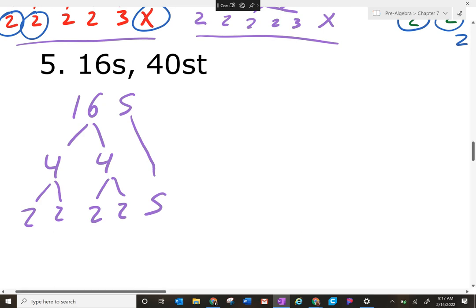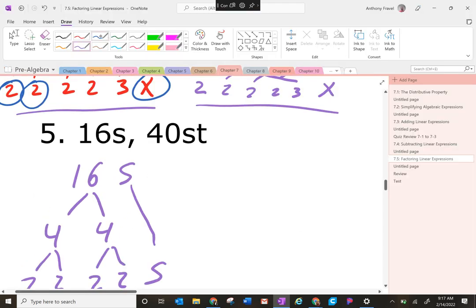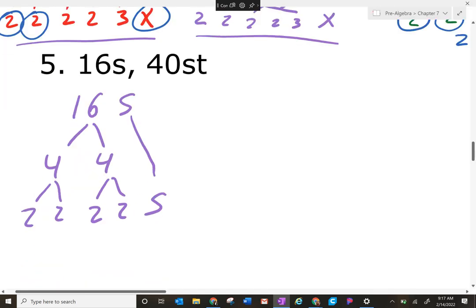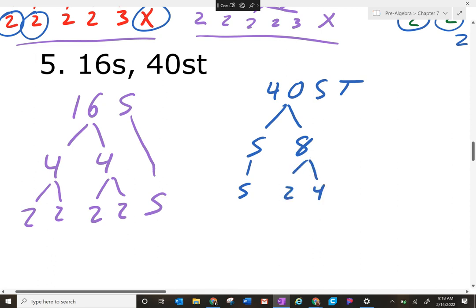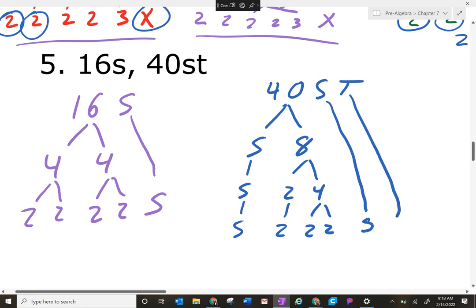Okay, another brave soul. I want you to factor that 40ST. Austin, what do we got, buddy? 5 times 8. Okay. We got a 5 and an 8. For the 8, you can distribute it to 2 times 4. Okay. 2 and a 4. And then the 4, you do 2 times 2. Perfect. And then you bring down the S and T. Perfect.